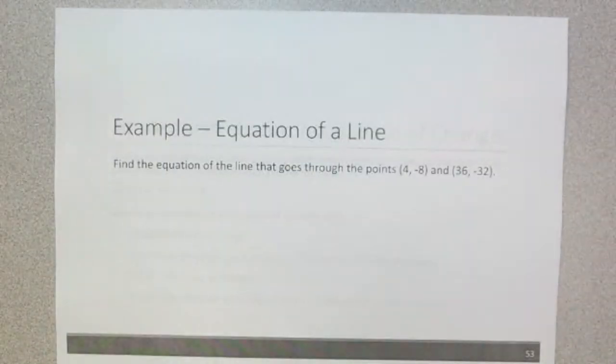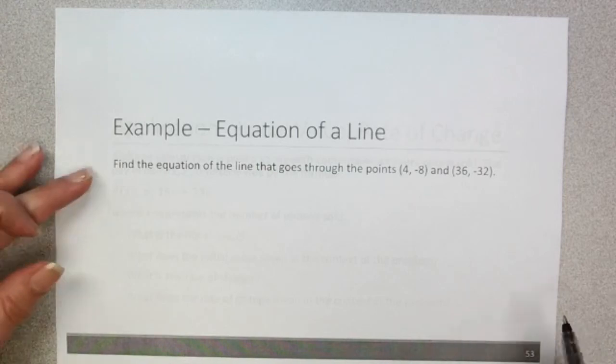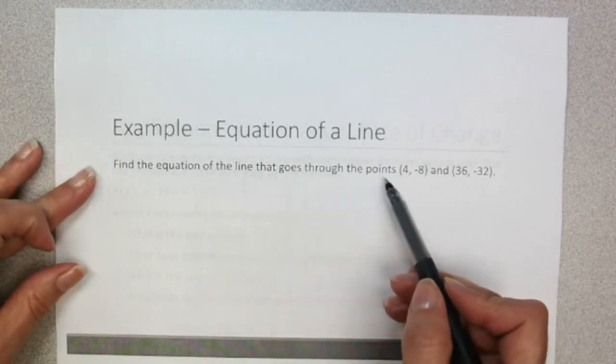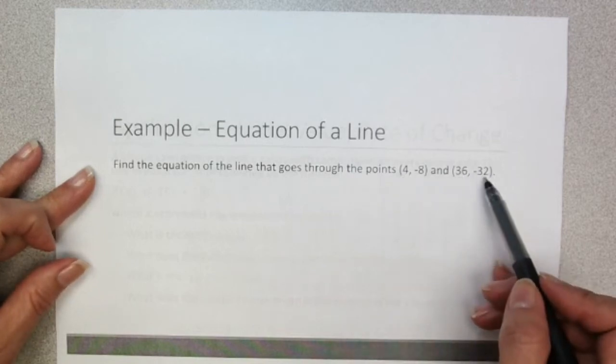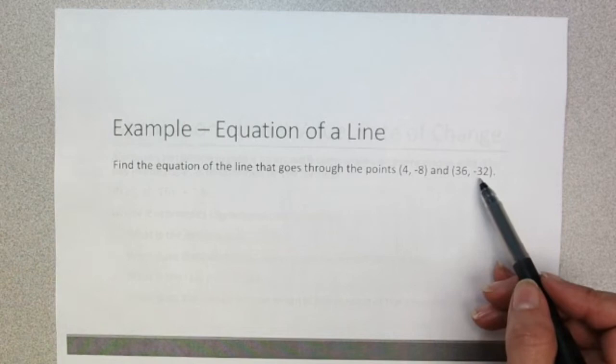All right, various ways to think about this. Let's look at one more example. Look at this guy. Find the equation of the line that goes through the points (4, -8) and (36, -32).